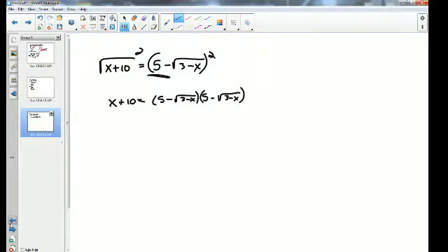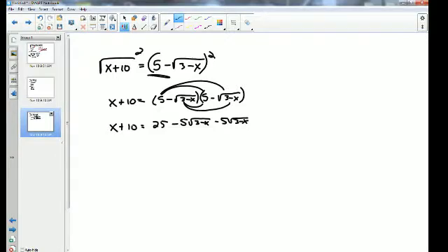Right? Here's all of them. I don't have a problem right now with this. Unless you're asking me something different and I've been just lost. Okay. FOIL that out, right? So I get 25. And then I get minus 5 root 3 minus x. Again, minus 5 root 3 minus x. First, outer, inner, last. Plus 3 minus x.